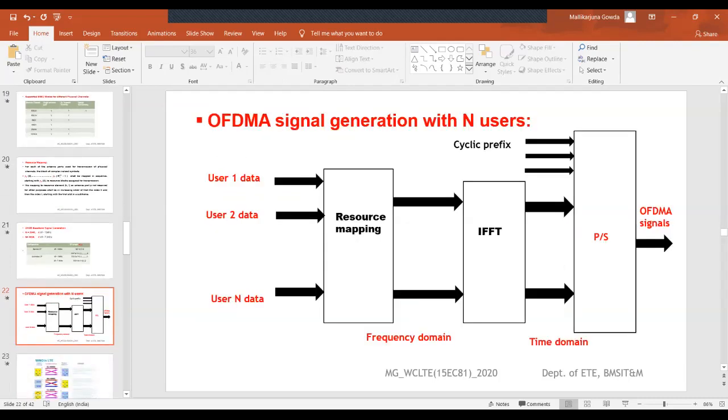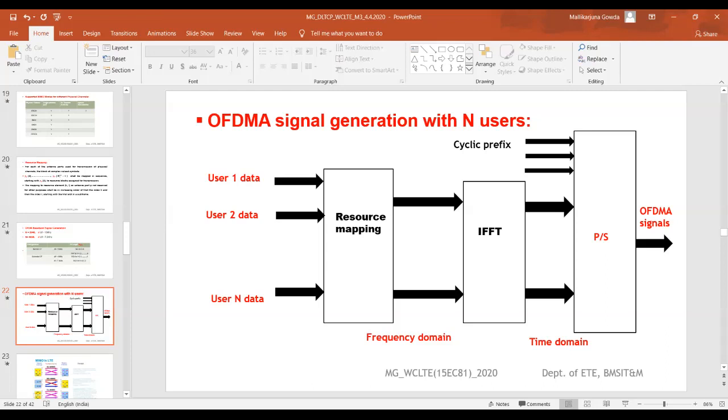So this is OFDM signal generation with N users. User 1 data, user 2 data, and so on up to user N data go through resource mapping. The output of resource mapping is applied to OFDM generation, so it is passed through IFFT. Here the signal is in the frequency domain, so I use IFFT to get the signal back in the time domain. The cyclic prefix is added to avoid inter-symbol interference among the OFDM symbols. Then parallel to serial conversion is done, we get the OFDM signal, and that is transmitted over the air. So this is all about downlink transport channel processing.